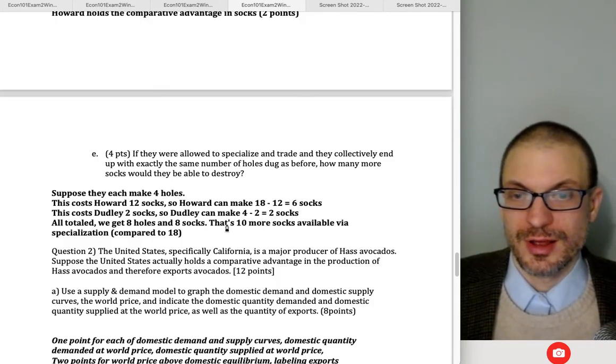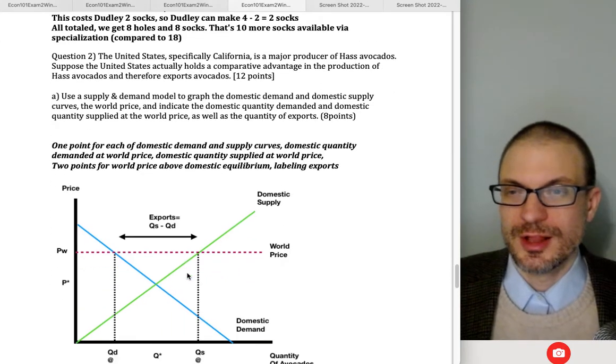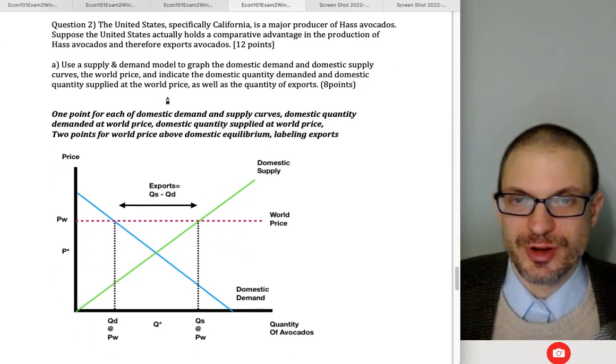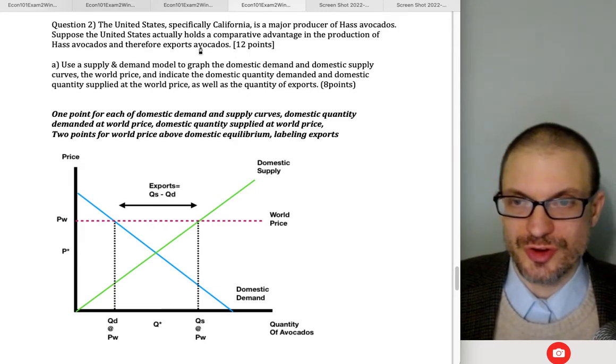However, there's 10 more socks available via specialization, right? They're comparing the 8 socks to 18 that are available when we specialize. Okay, so the United States, specifically California, produces avocados, holds a comparative advantage in avocados, so should export.